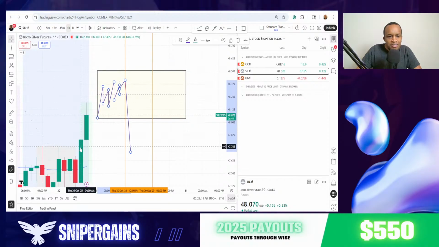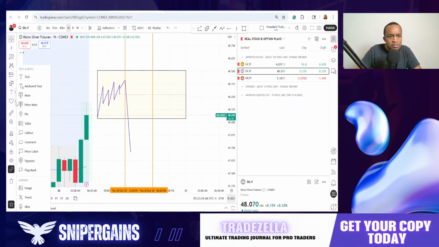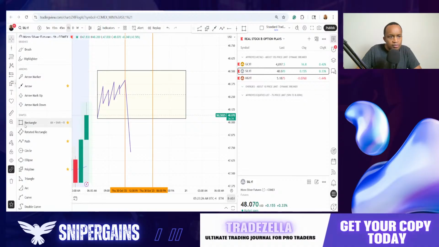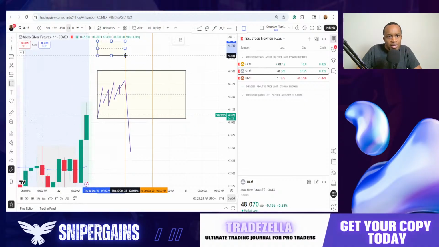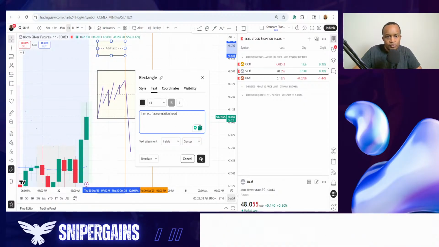Now, with any of these hourly candles, there are lots of buy orders and sell orders, all contained in this. Let's say this was 1 hour. This is a random example. I'll label this 1 hour, 1 a.m. EST, right? And that would be the accumulation hour.